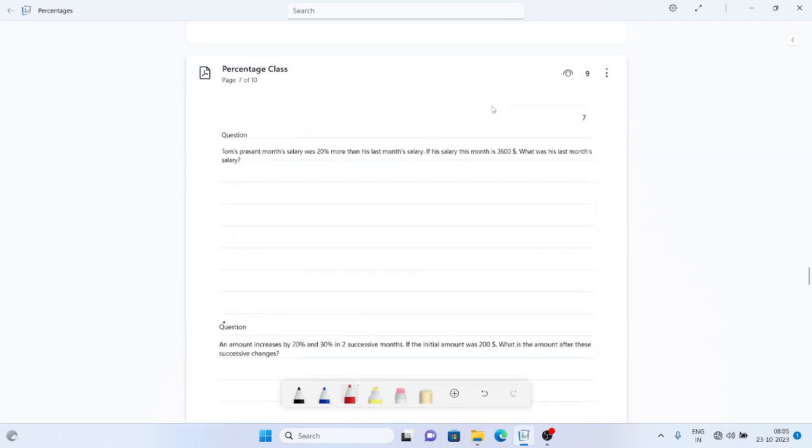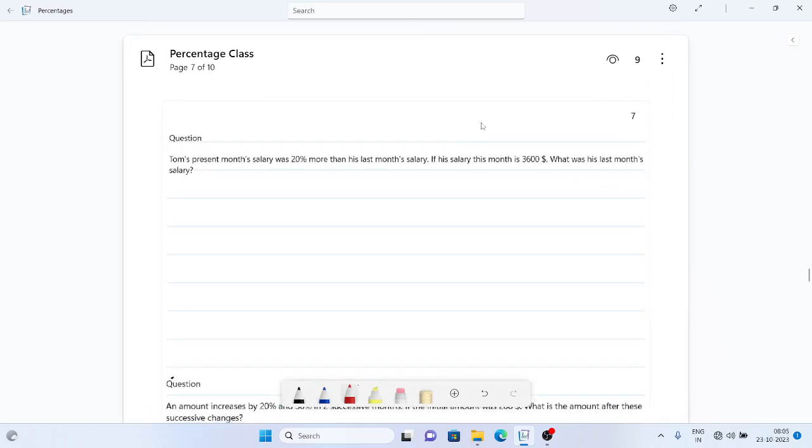Now there is one question. Tom's present salary was 20% more than his last month's salary. If his salary this month is $3600, then what is the last month's salary? So what is the salary at last month?